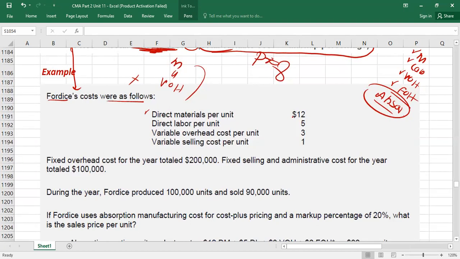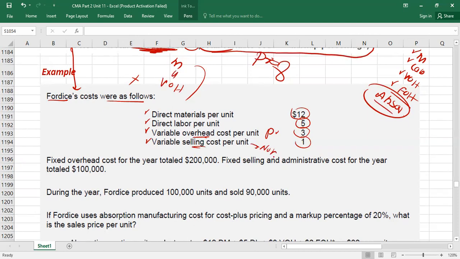We have a direct material of $12. This is per unit cost. We have a direct labor of $5. We have a variable overhead of $3. And we have a variable selling cost per unit of $1. This is variable overhead production cost. This is selling, which means non-production.